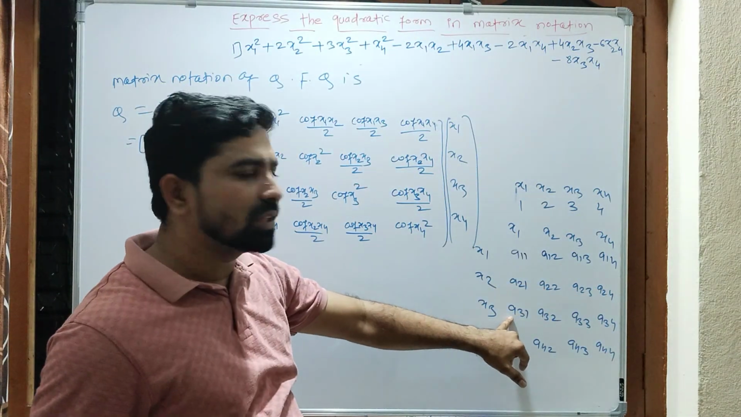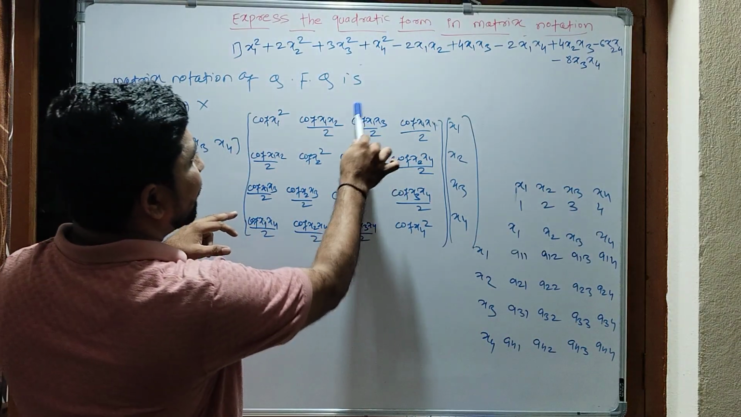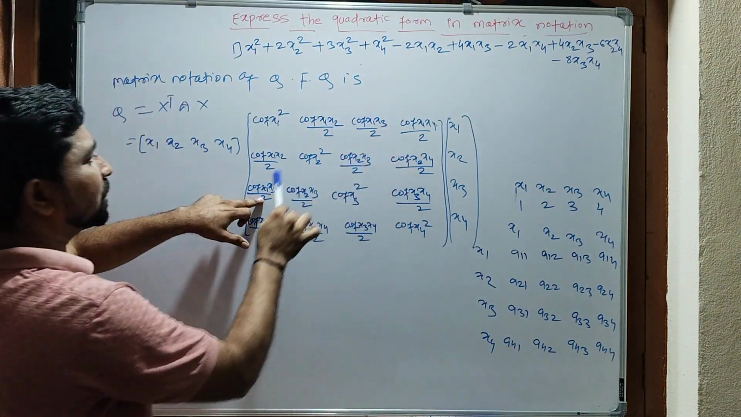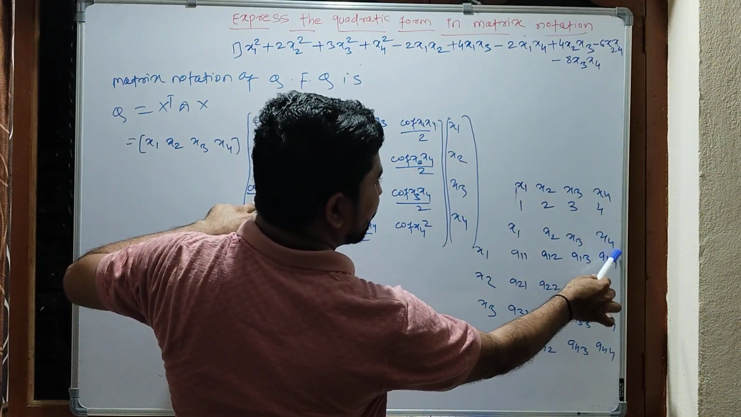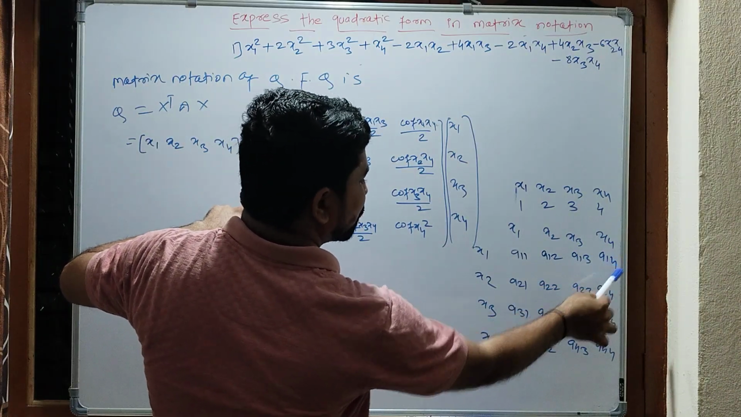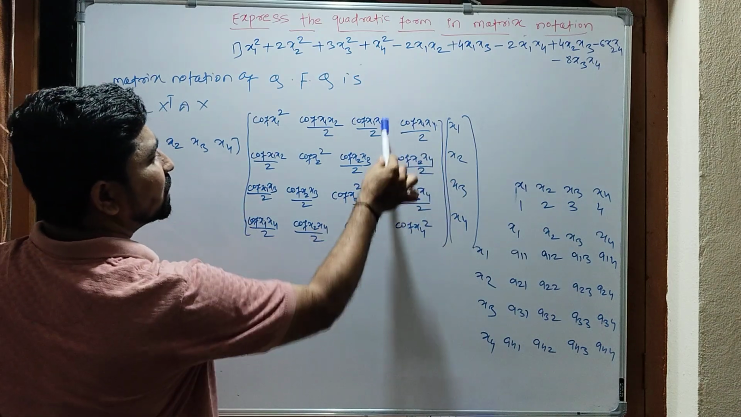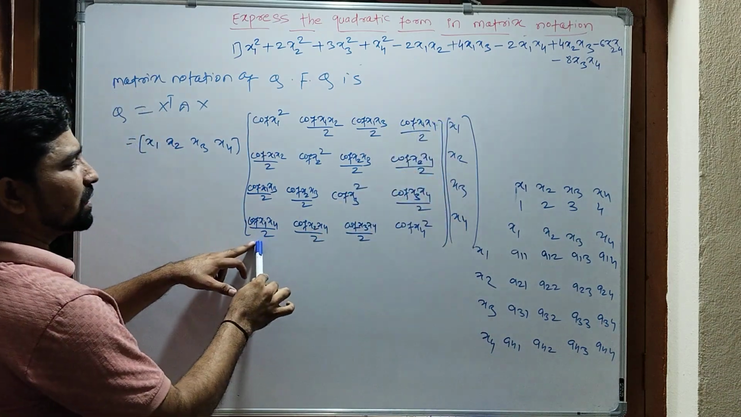a13 is the same as a31. Here this is my a13 position. This position is the same as this position. This is my a14 position. The a14 position is the same as the a41 position. So x1 x4 is the same as this.